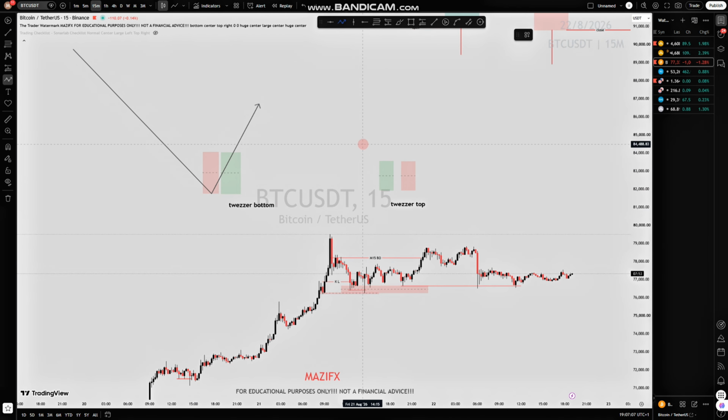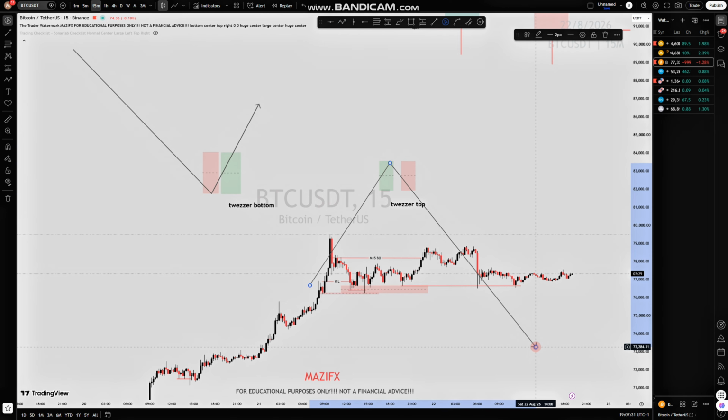Then as for the tweezer top, market was buying and got to a supply zone or a resistance zone. And eventually you're seeing another bearish candle that is directly proportional to that of the bullish candle. That is a sign that power has changed hands. And what will eventually happen? Boom. Price moves to the downside.